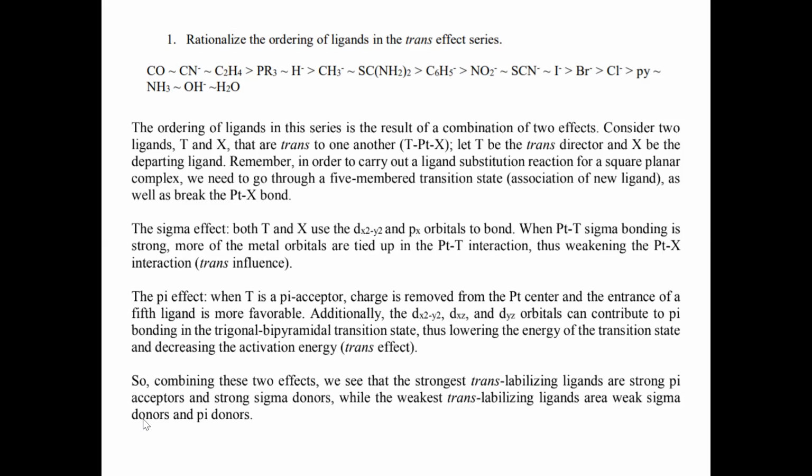Does anyone have any questions about that? Does it work to also associate softness and hardness with this? I have written in my notes that softer species, which are more along the lines of pi acceptors, are more trans-labilizing. Is that reasonable to say, or is it a trap?